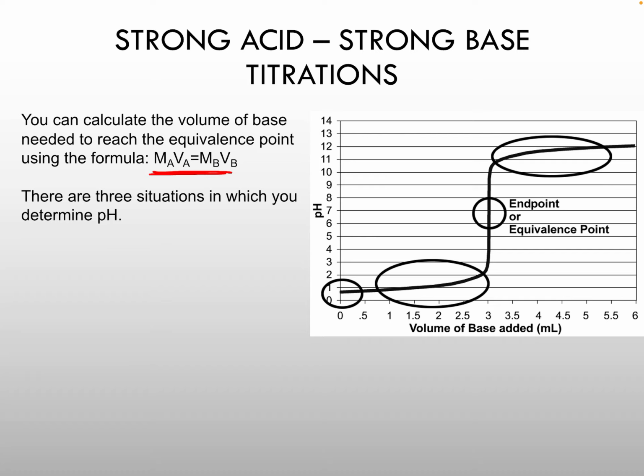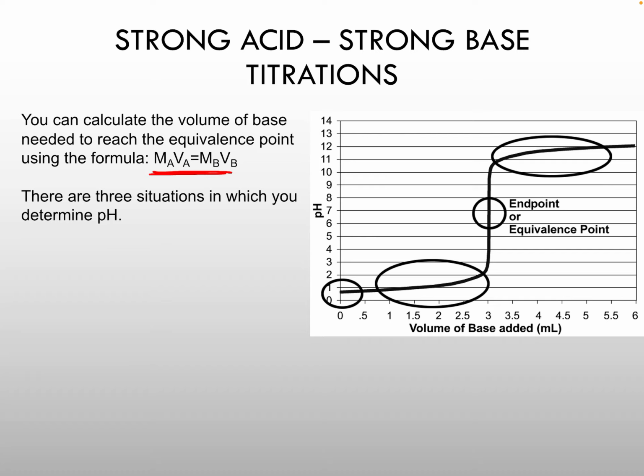M1V1 equals M2V2. Well, now we have MAVA equals MBVB. So our molarity of our acid times our volume of our acid equals the molarity of the base times the volume of the base. And this can be a really quick and easy way to figure out the volume at the equivalence point.